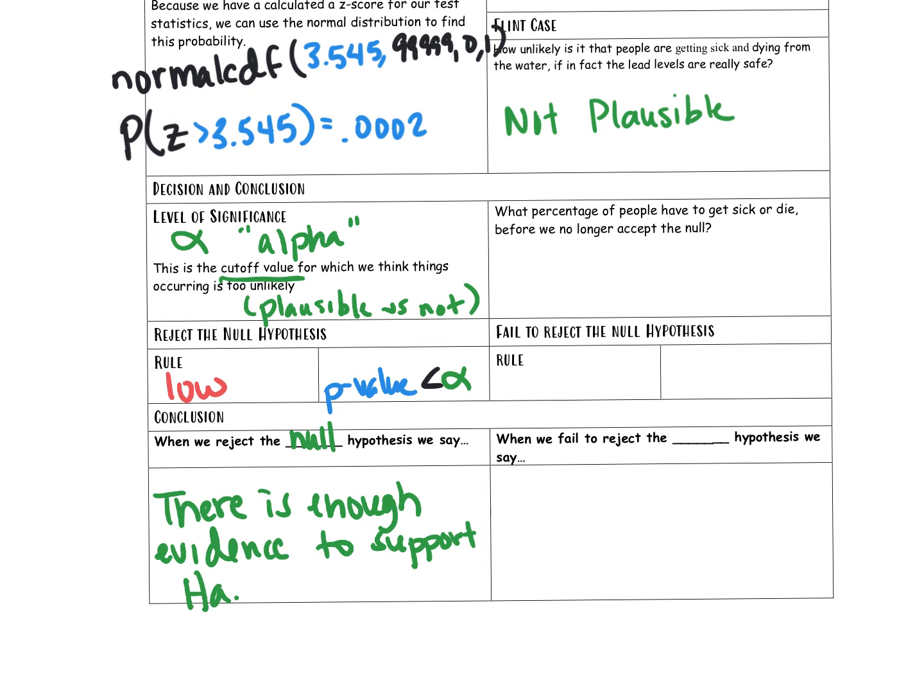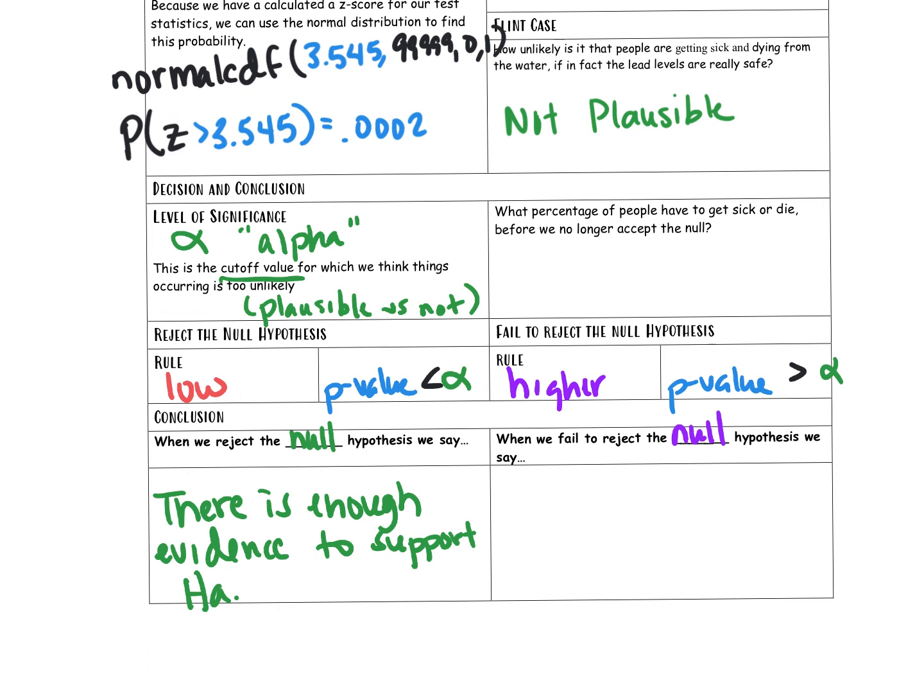This other one is called the higher rule. And the higher rule is when the p-value is greater than alpha. This is what we call the fail to reject rule. We're going to fail to reject the null. Or in a court case, you're going to fail to reject that the person is innocent.